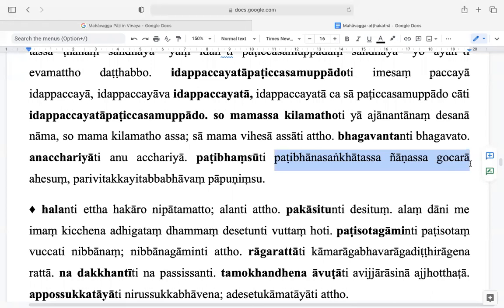Padibana Sankadasa Jnanasa Gochara. Gochara here means object. So that means Viddhaki, they are the object to be considered, the object of the thought. That means such a thought appeared in the mind of the Blessed One.